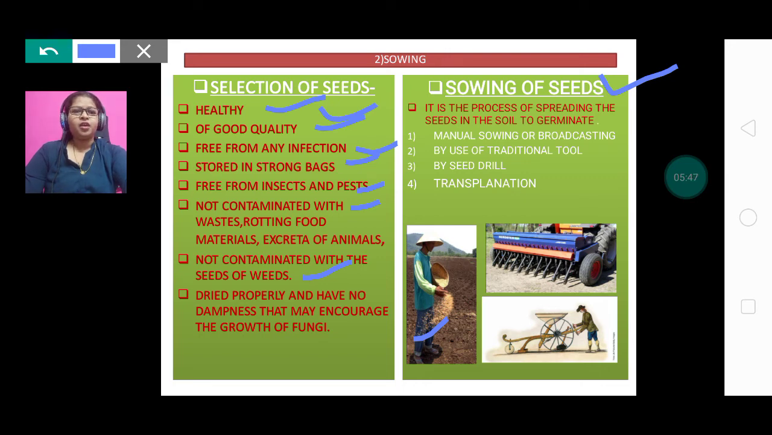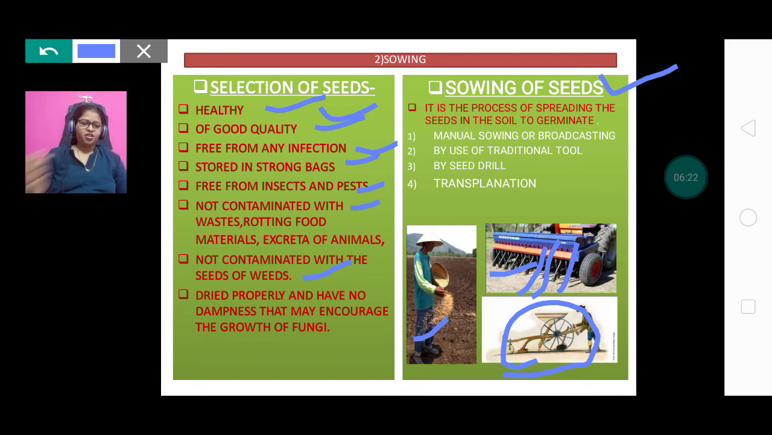Next is using a traditional tool. Here the picture shows a traditional tool. In the funnel at the top, seeds are kept, and one by one through the tubes they go deep into the soil. Next is the seed drill. Just look at this third picture. At the top there is a funnel again where seeds are kept, and they go down through this drill deep into the soil.